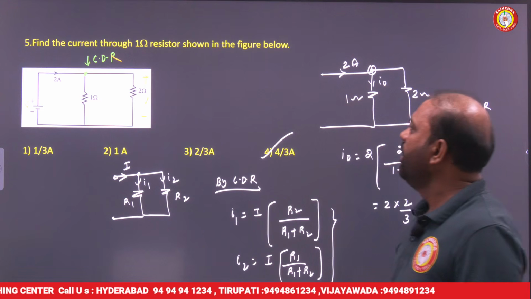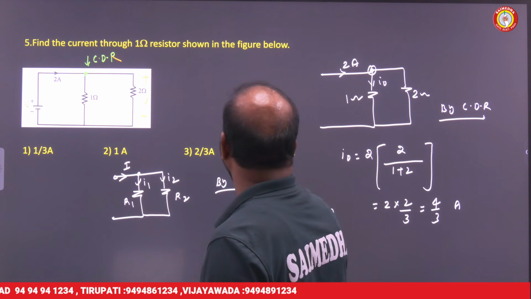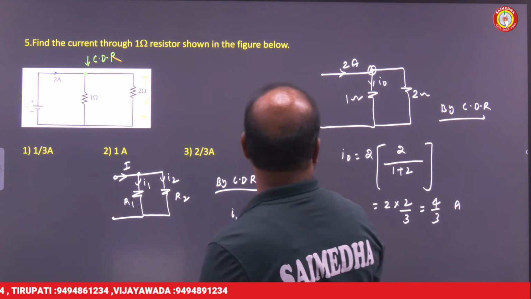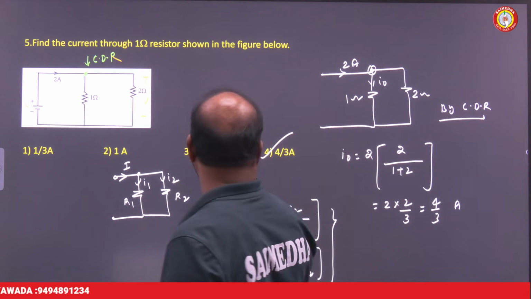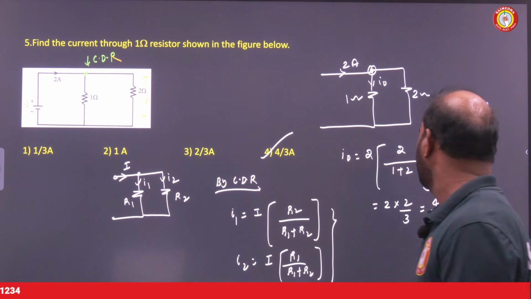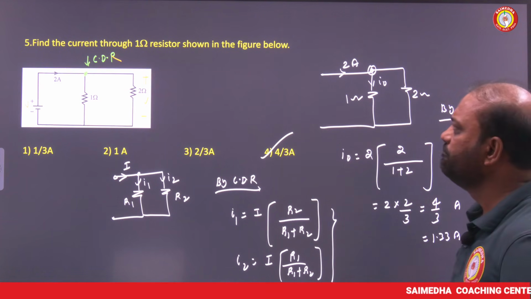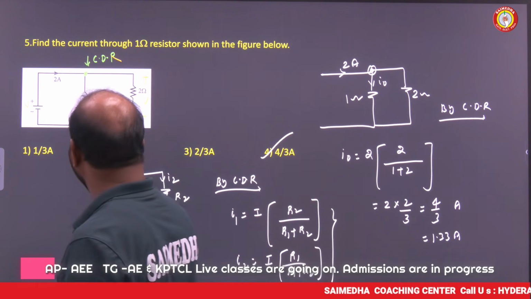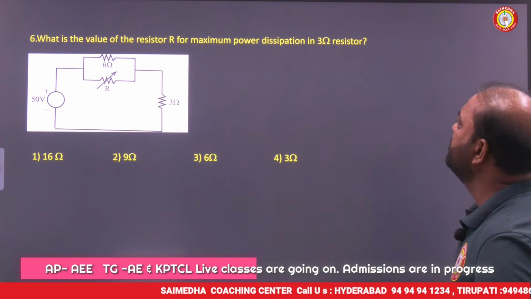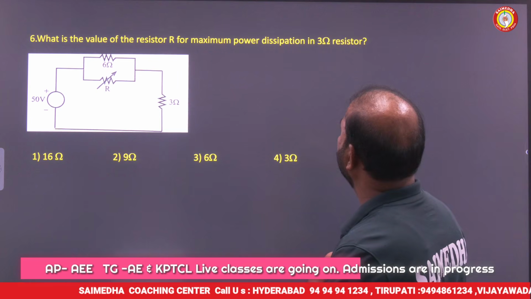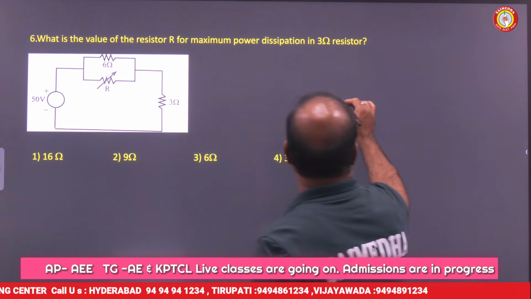Anyhow, the current flowing through the 1 ohm resistor is 4 by 3 amperes, which is nothing but 1.33 ampere. Clear? Right. So let's see the next question. My friends, what is the value of the resistor R for maximum power dissipation in the 3 ohm resistor? My dear friends, clearly this is the given circuit.